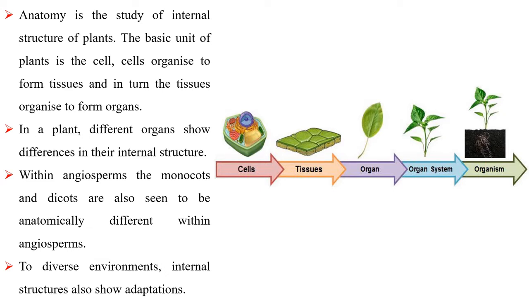In a plant, different organs show differences in their internal structure. Within angiosperms, the monocots and dicots are also seen to be anatomically different. To diverse environments, internal structure also shows adaptations.